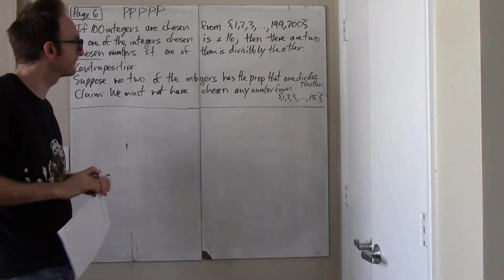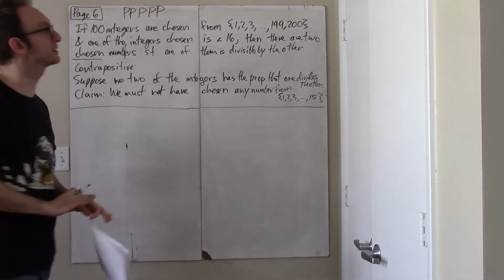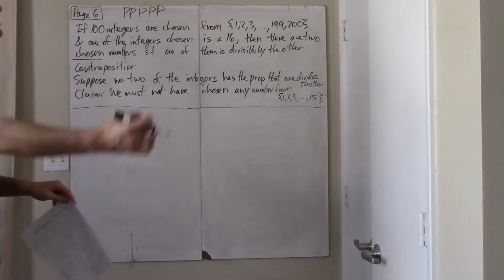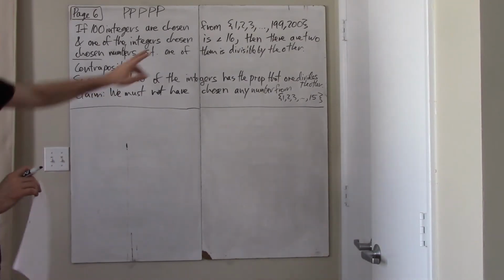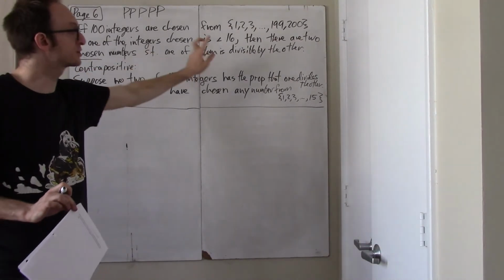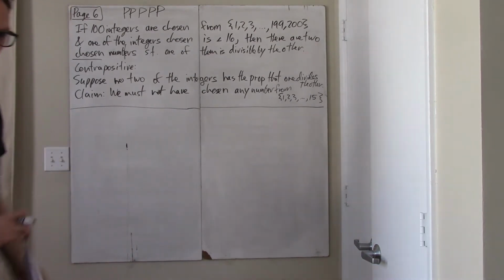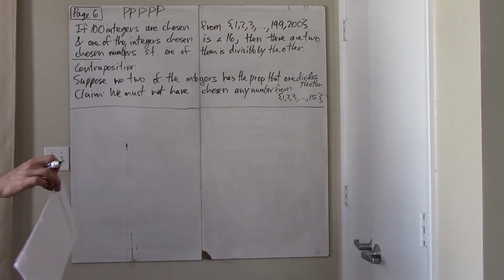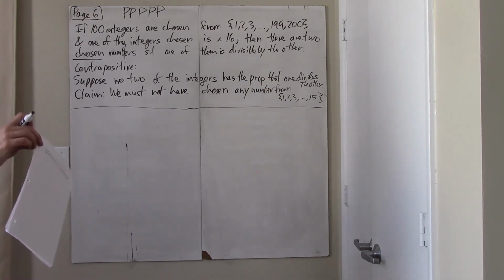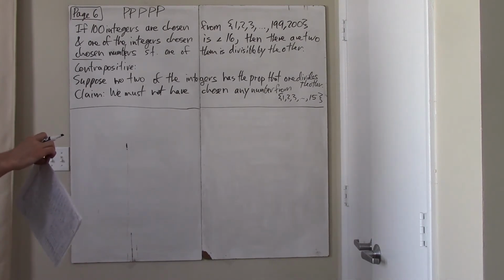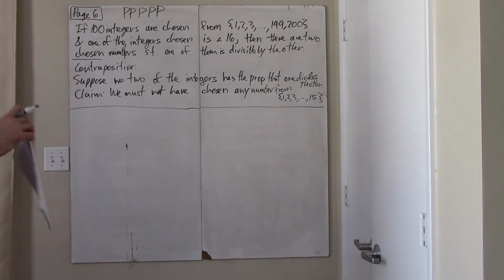And so small numbers are particularly disastrous if you are trying to avoid having the property that there are two numbers such that one divides the other. And so what this theorem says is, if you pick at least one small number, where in this case small means less than 16, then you're guaranteed to have this property. Okay. Well, here we go.